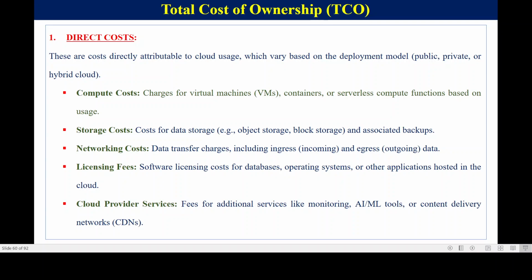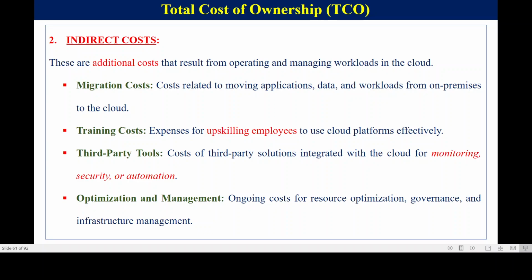The next one is cloud provider services. Cloud providers offer many additional services. Examples: artificial intelligence, machine learning, monitoring services, content delivery network, and analytics services. Using these services increases overall cloud cost. The next thing is indirect cost. The second category is indirect costs. These expenses are not directly related to the cloud usage, but are necessary for successful cloud adoption.